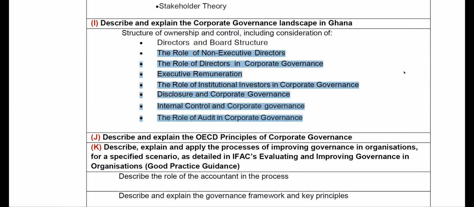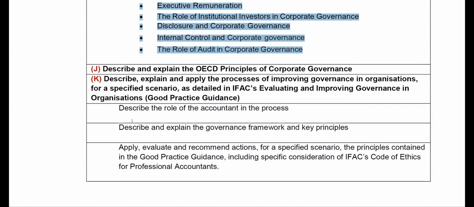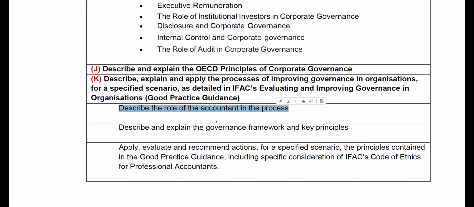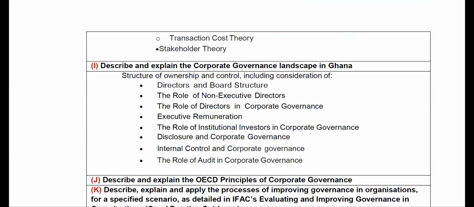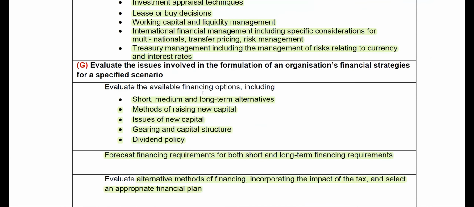Then you must be able to explain and apply the processes of improving governance. So that would include the role of the accountant, the governance framework, and the best practice. Then apply, evaluate, and recommend actions for a specified scenario. The principles contained in the good practice guidance, including specific consideration of the IFAC Code of Ethics for professional accountants. So that brings us to the end of our syllabus walkthrough.